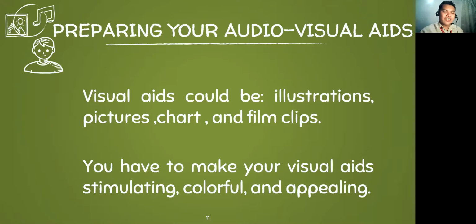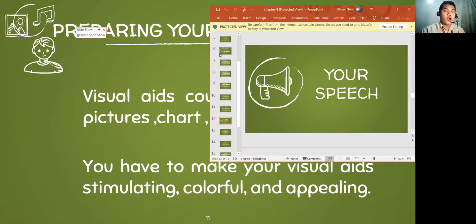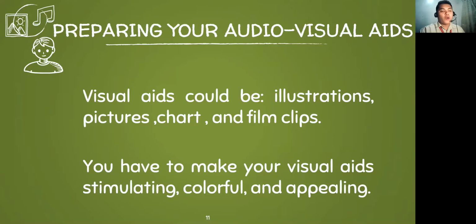And the visual aids are the things that will help make your presentation more effective and more understandable. So you have to make sure that your visual aids are stimulating, colorful, and appealing. You need to consider that your visual aid will really catch the attention of your audience. And you also need to make sure that your presentation will be colorful, not too much, but a simple one that would catch the attention and make sure that it is appealing. It will really give a good impression to your audience. So that's the key point on how to have audiovisual aids.